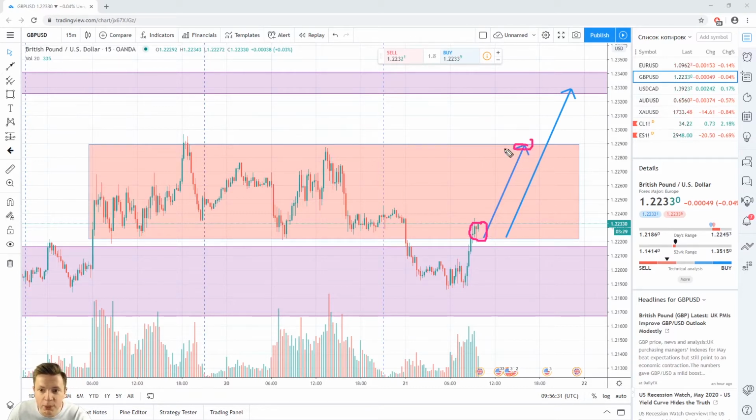First target will be around 1.2285, and a second target will be around 1.2320.